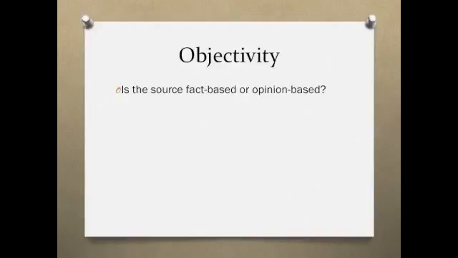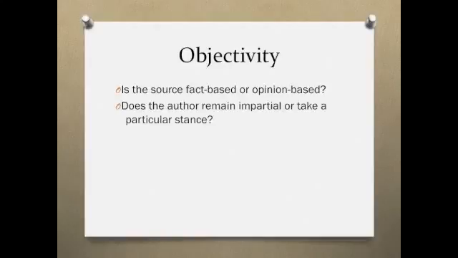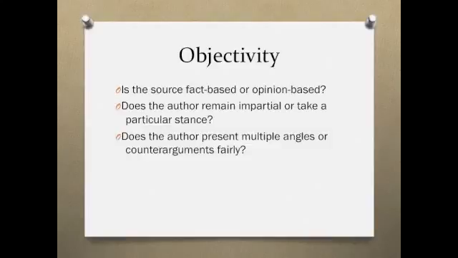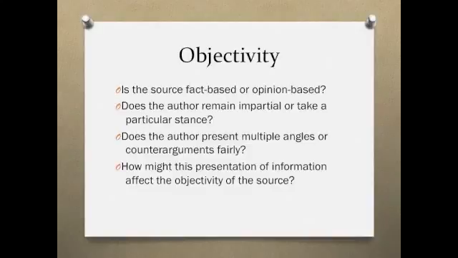In using sources to make your own argument, objectivity is key. You can usually tell after reading just a few paragraphs if the source is fact-based or opinion-based. Next, think about whether or not the author remains impartial or takes a particular stance. Does the author present multiple angles or counter-arguments fairly? How might this presentation of information affect the objectivity of the source?